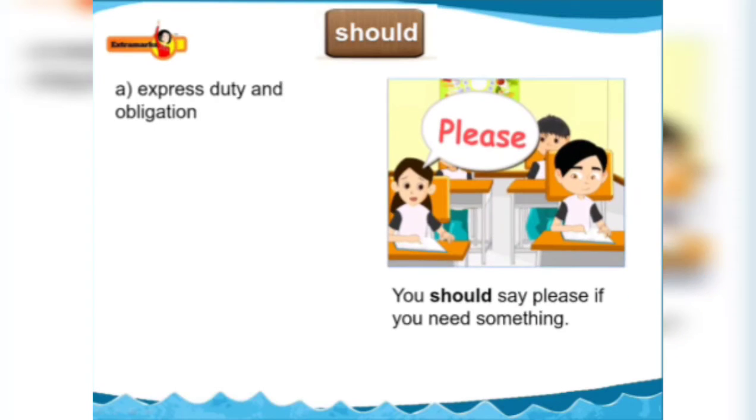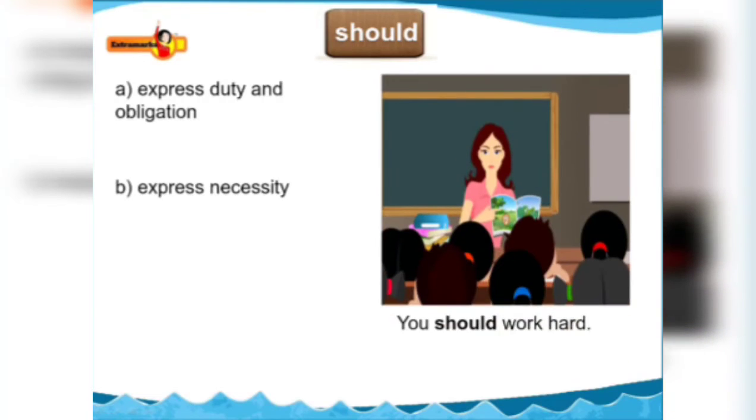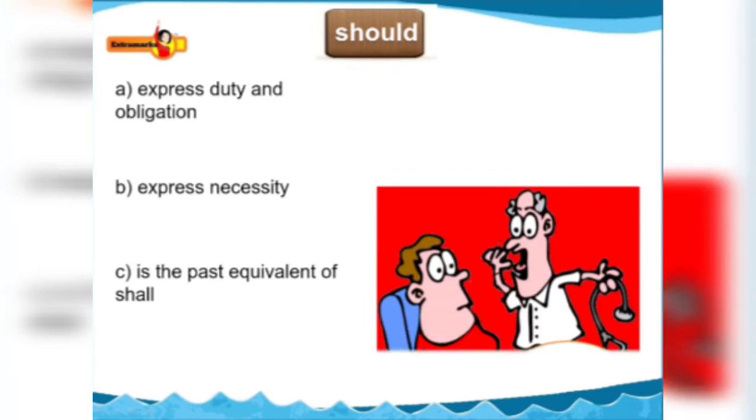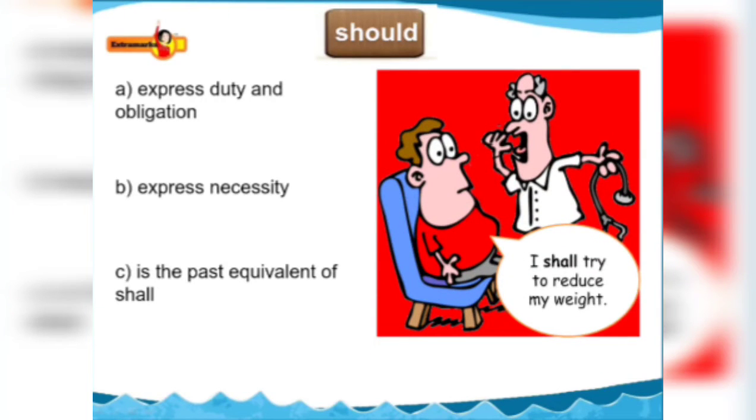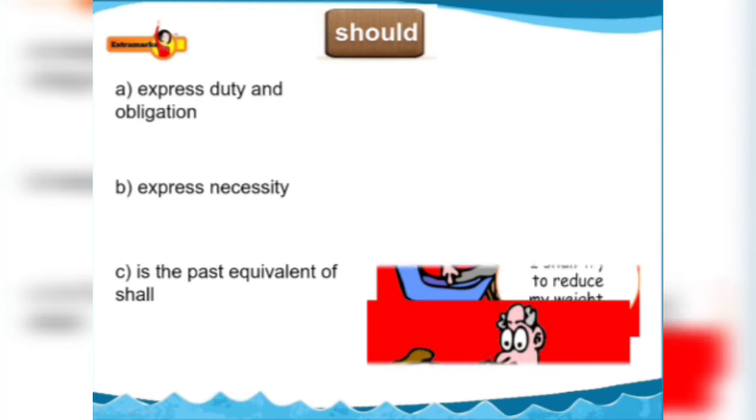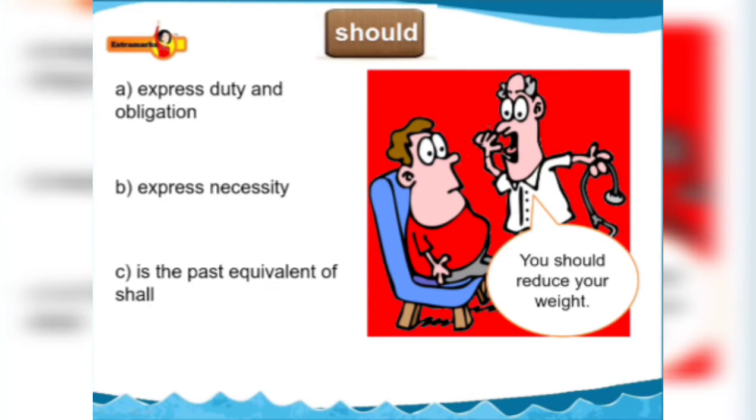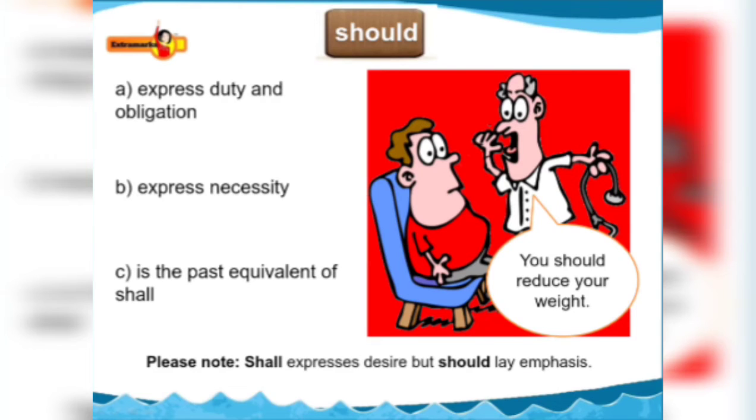Should: A. It is used to express duty and obligation. For example, you should say please if you need something. B. It is used to express necessity. For example, you should work hard. C. It is the past equivalent of the modal shall. For example, I shall reduce my weight. You should reduce your weight. Please note, shall expresses desire but should lays emphasis.